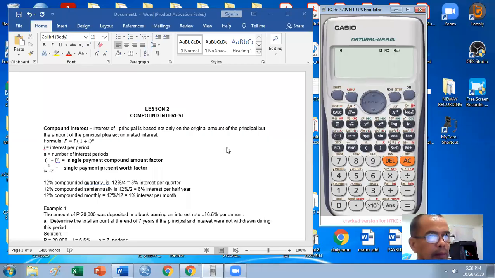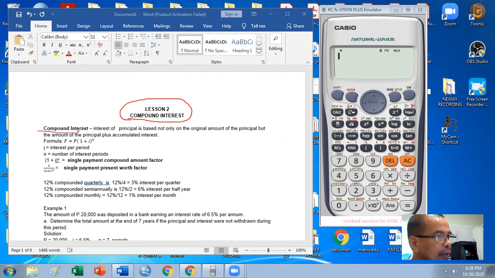Okay, let's tackle the next topic, that is compound interest. So, ang pagkakaiba naman nito, sa simple interest, isang taon laging reference. Sa compound interest, pwedeng iba-iba yung time frame. So, define muna natin siya.